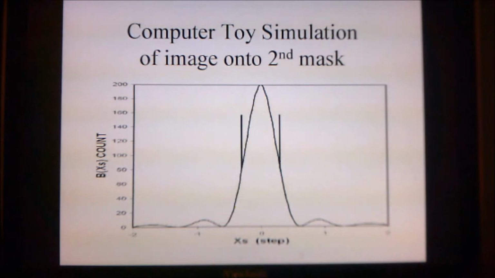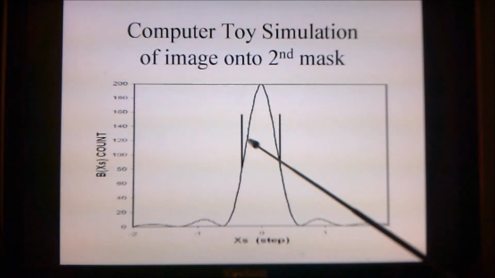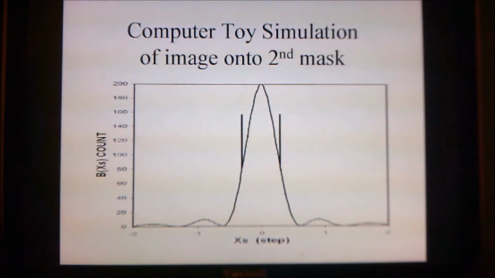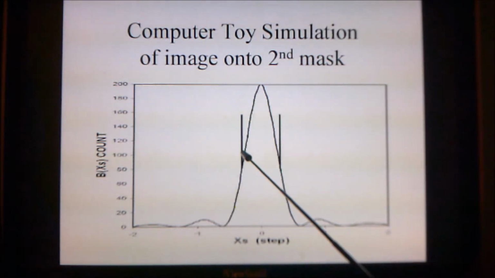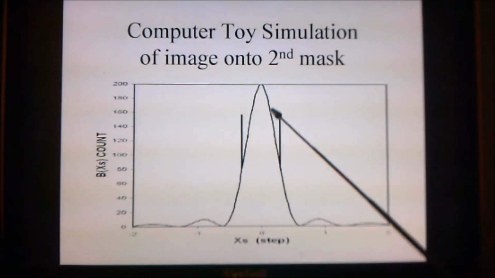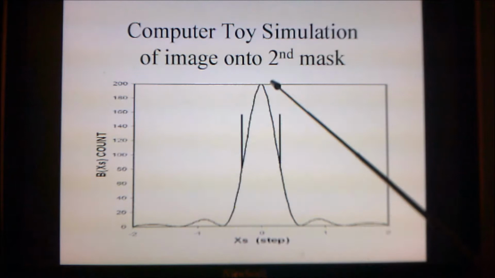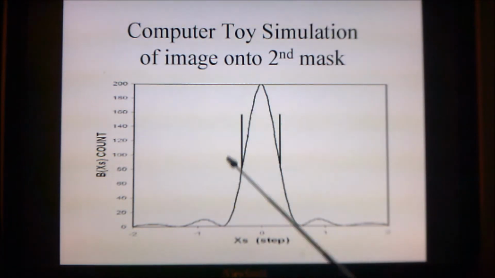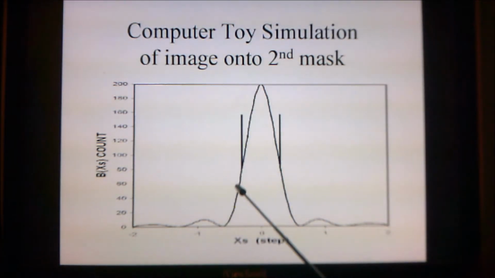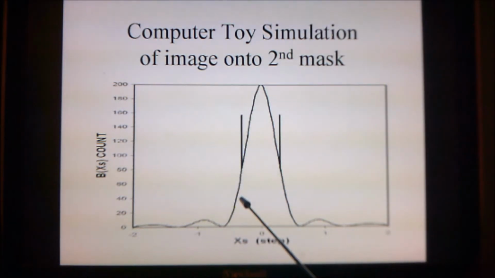This is a computer toy simulation of the image onto the second mask. That is to say, it's the image from the first mask that's projecting onto the glass plates. This is a regular Fraunhofer type diffraction pattern, which is expected by traditional physics. We put the edge of the glass slit right there and right there, so this part goes through the glass slit. Now, you'll note that that is not a uniform distribution across the slit. That's part of the Hodge simulation. The other thing you'll note is some of the light here is still impinging on the glass by the side of the slit. I remarked on that.